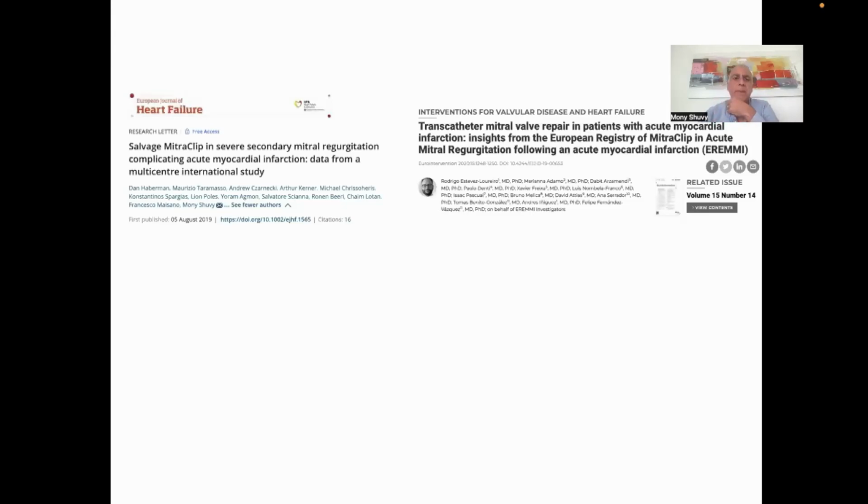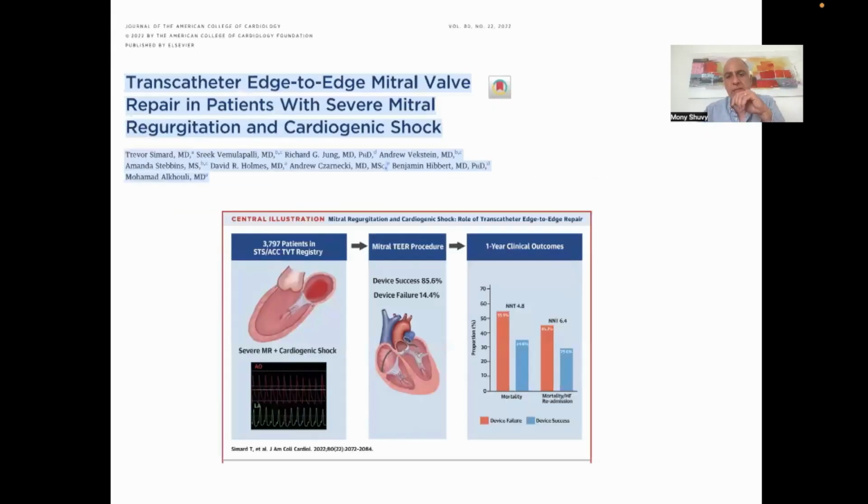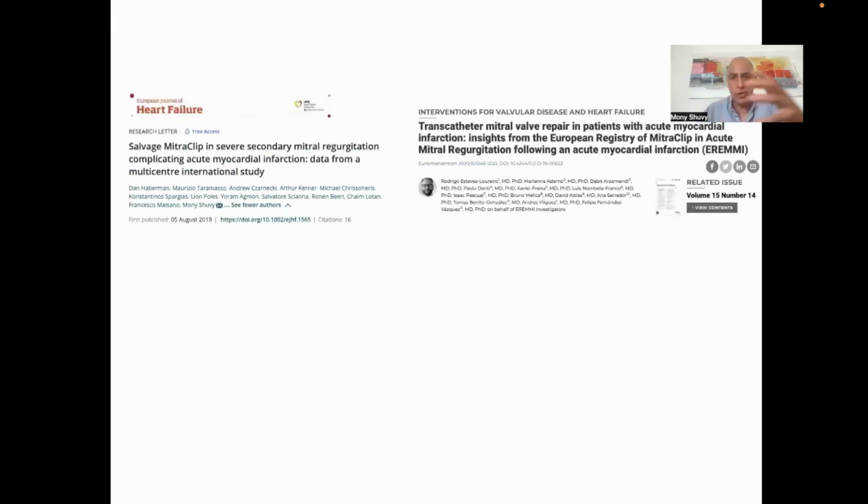They were able to recover the acute phase of the decompensated heart failure after the TEER procedure. This is the first publication, our publication, and a publication of our friend Rodrigo Estevez Louro, the IREMI trial. And after those publications, we decided to join and try to do a better registry.